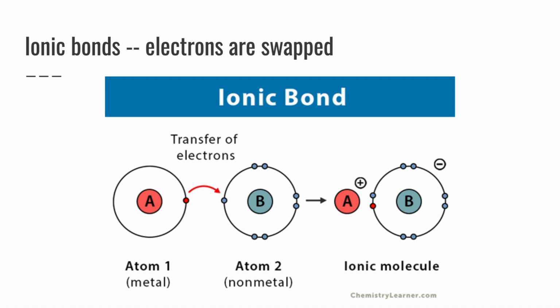In an ionic bond, there's a transfer of electrons, so electrons are swapped. So as I was saying, some are more likely to lose, and some are more likely to accept new electrons. Here, the metal, atom 1, is transferring an electron over to the non-metal in atom 2 in order to form an ionic molecule.